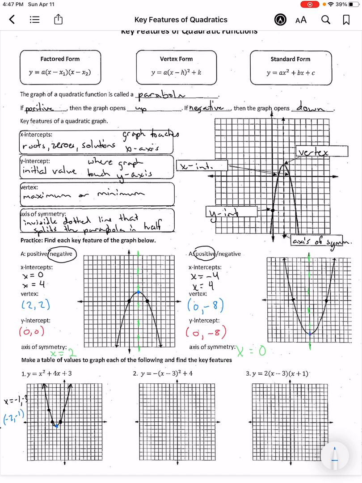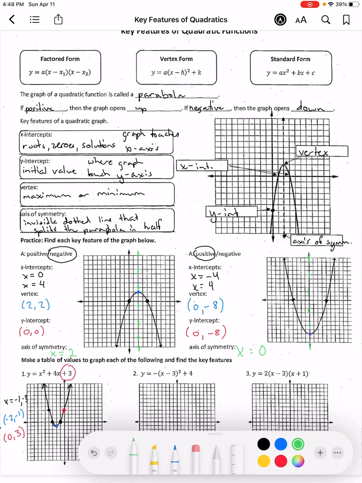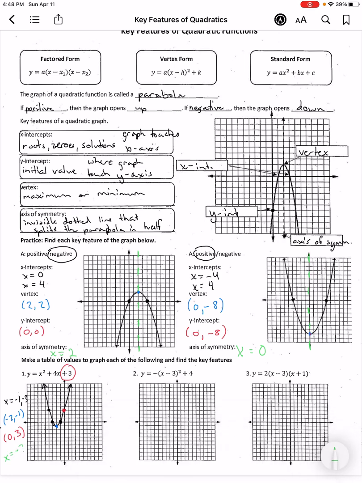And then our y-intercept is right here, which is at (0, 3). And if you notice that (0, 3), because this is in standard form, is going to correspond with the 3 right here. That 3 at the end of our quadratic in standard form is going to give us the y-intercept. And then our axis of symmetry, we would use the x value from our vertex, and we would say that x equals -2. And so that invisible dotted line would go vertically through -2.